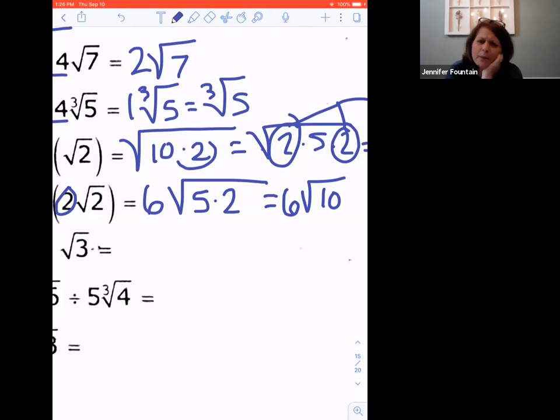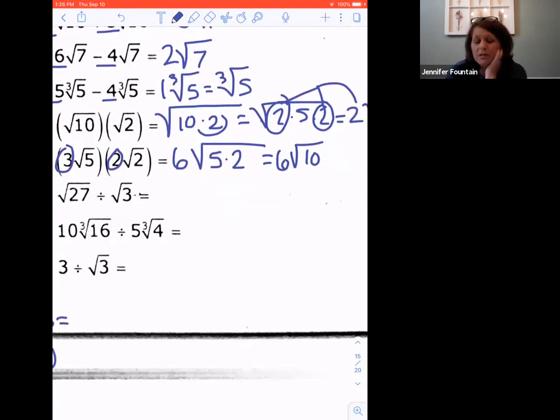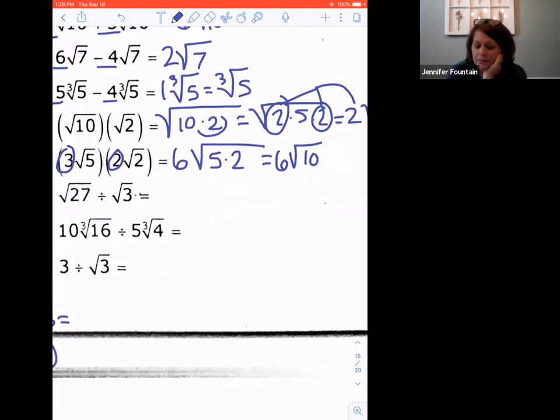Does everybody see how I did that? I just multiplied those first numbers first, the numbers in front of the radical sign, 3 times 2, and that was 6. Then when I combined the square root of 5 and the square root of 2 under the same radical sign, I know that 2 and 5 are prime factors. So I just went ahead and multiplied those together.